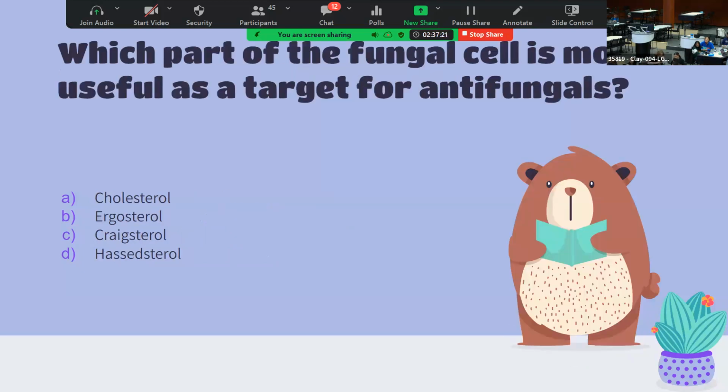All right, next. Which part of the fungal cell is most useful as a target for antifungals? Let's take a guess. So they said A. The correct answer is B. Nice. So the reason why we use ergosterol is because it's only found in fungi. You don't want to use something that's found in our own cells because attacking our own cells would not be fun. So remember that fungi have ergosterol instead of cholesterol.